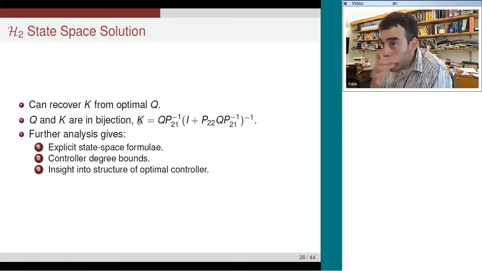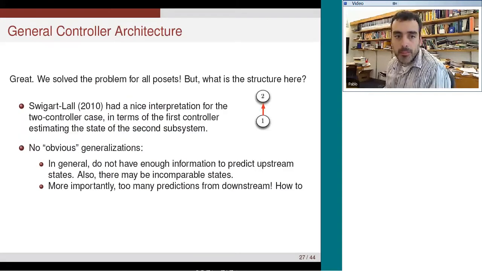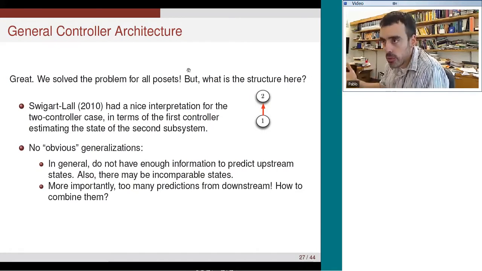But what we really want to understand, and this is what I'm going to spend my last 20 minutes on, is what is the structure of this controller? What is it actually doing? Can I actually understand what's happening here? Can I give a nice interpretation of what all this construction is about? And this is exactly what I told you. If we solve this problem, essentially this solution works for all posets. It doesn't matter what poset you have, you can apply this technique. But what we really want to understand is the structure.